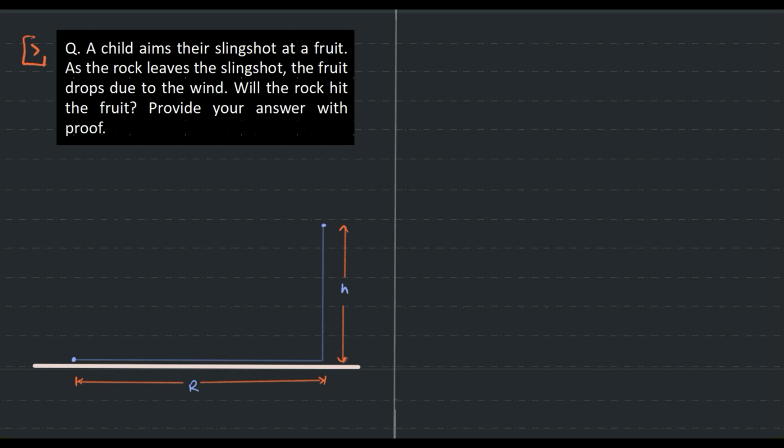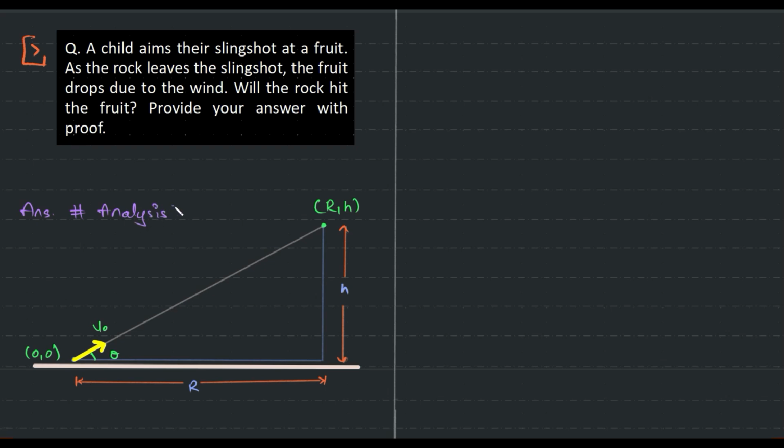So that's that. This is how the kid is aiming. So this will be a launch of the rock. Let's call this angle theta. Let's call this V naught. And let this be 0, 0. This will be R, H. And we have the diagram. Okay, so this is a situation.